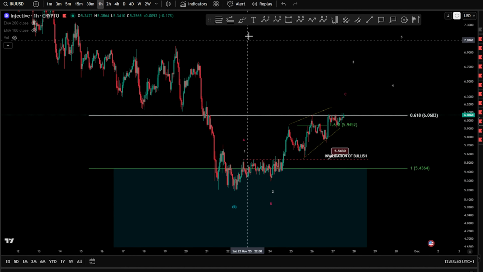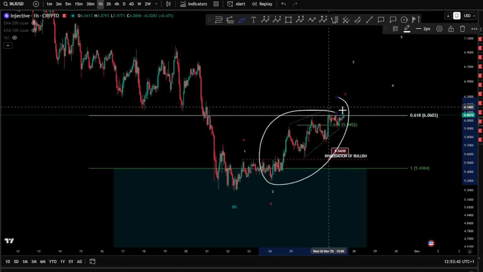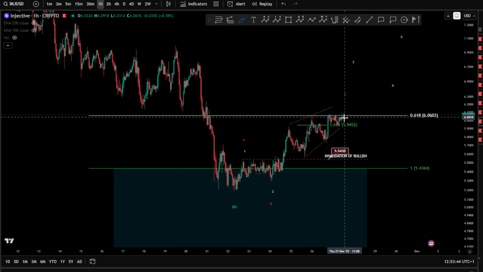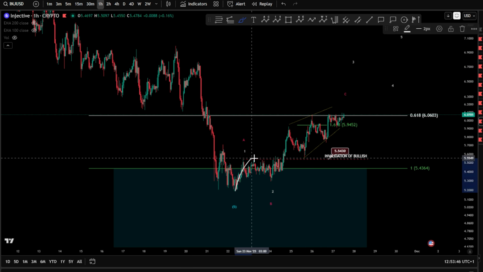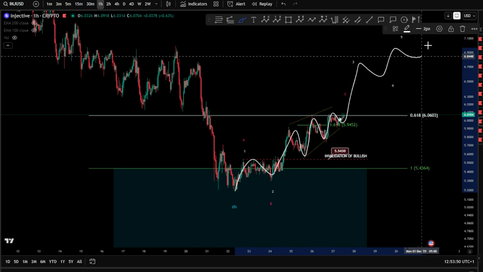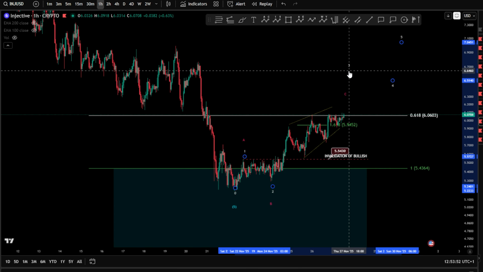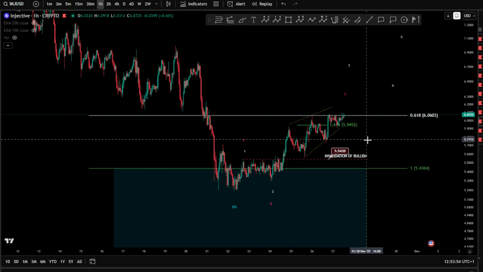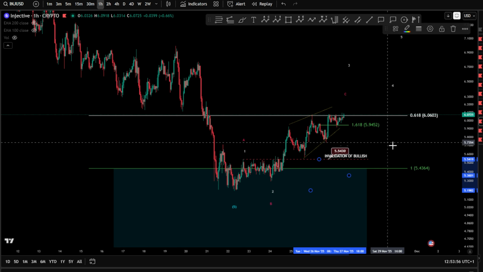We don't forget this. So what I would like to see here is a massive push for a wave 3. So 1, 2, and then 1, 2, 3, 4, 5 in leading diagonal, wave 3, 4, 5, 4, 5, continuation toward the upside. This is exactly what I would like to see for Injective as well.